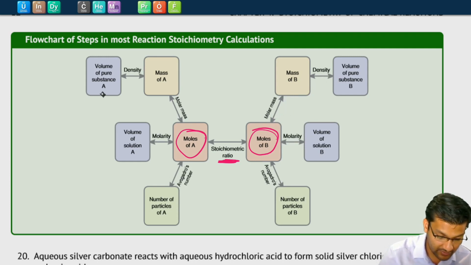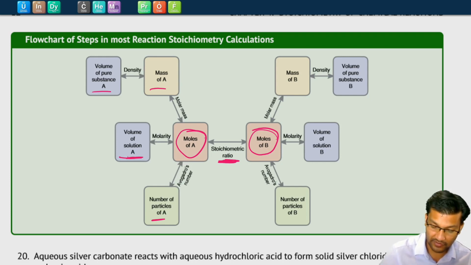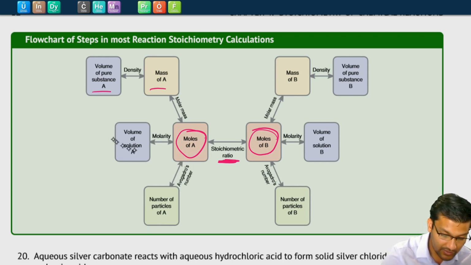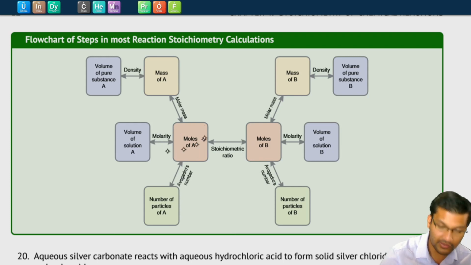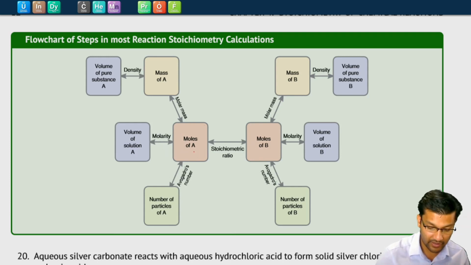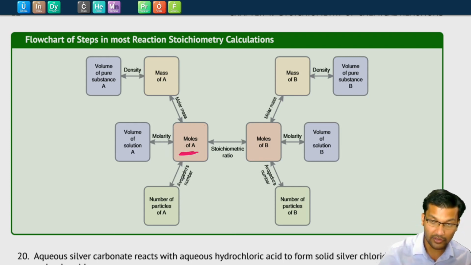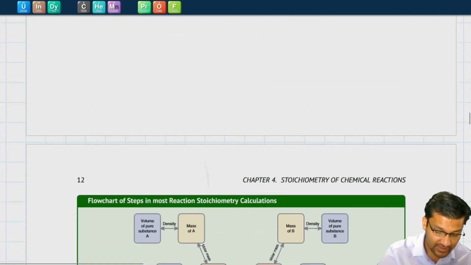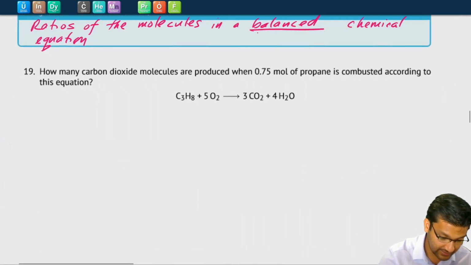Similarly, if you start with the volume or the mass or the concentration and volume or the number of particles, you can calculate number of moles and perform your stoichiometric calculation that way. This is one of the reasons why I've mentioned earlier in this course that if you're able to find the number of moles of something, you'll go a very long way in trying to figure out any specific calculation. So let's see this in practice. Let's look at number 19.